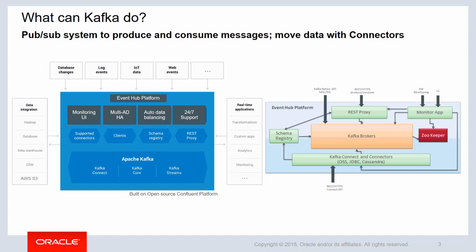Oracle Event Hub is built on open source Confluent platform. When you provision Oracle Event Hub dedicated service on Oracle Cloud, it creates everything you need. It creates VMs for Kafka brokers, Zookeeper, REST proxy, the registries, and so forth. It also makes it easy and simple to move data to and from Kafka using connectors. Let's look at some of the use cases for Event Hub.